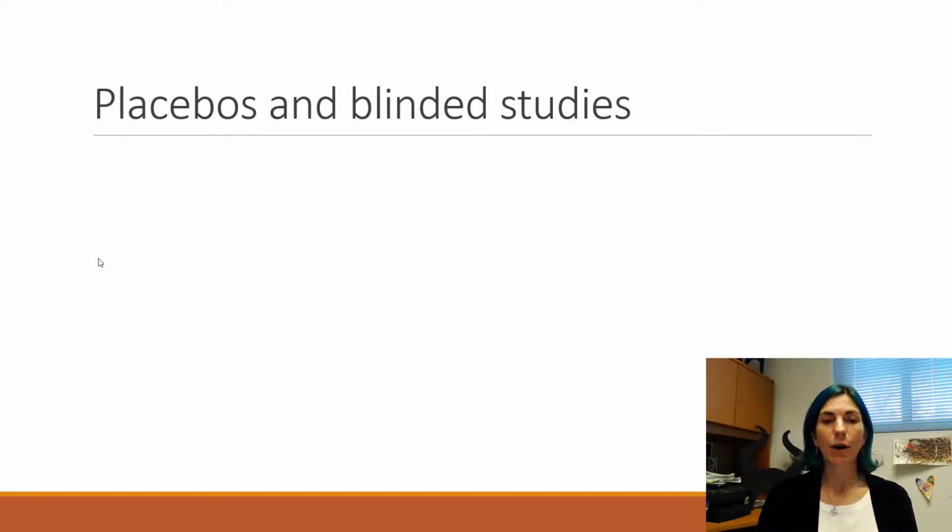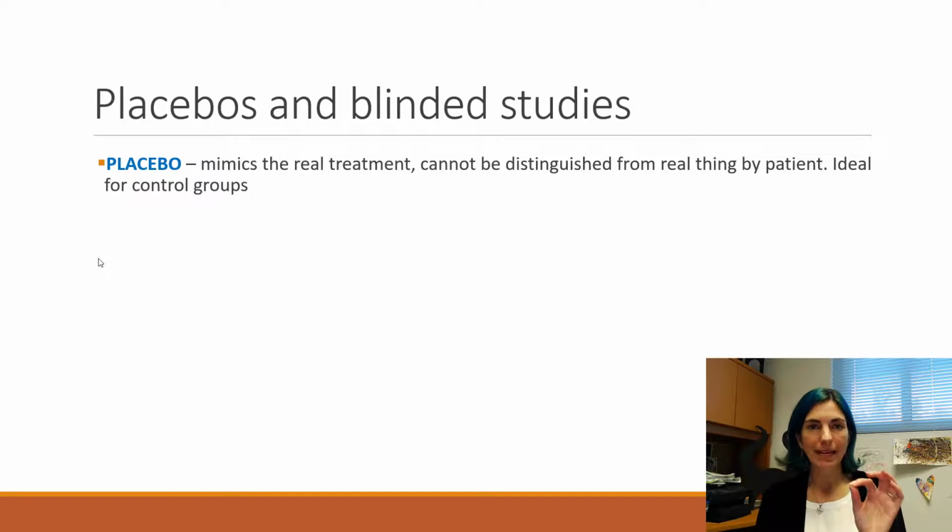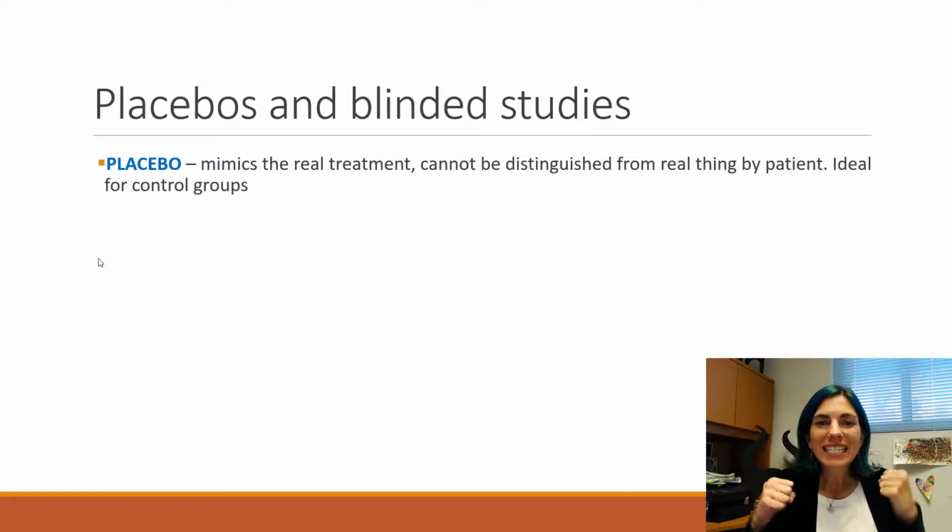So a placebo is going to be any treatment that mimics the real thing, but the patient does not know. So in our case, a placebo would be a pill that looks just like ivermectin, but does not have the active ingredient in it. Placebos are ideal for control groups. Why? Because we're a stubborn species that wants to believe. We want to believe that things are going to work.